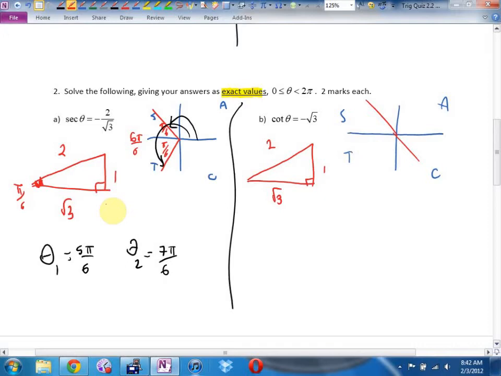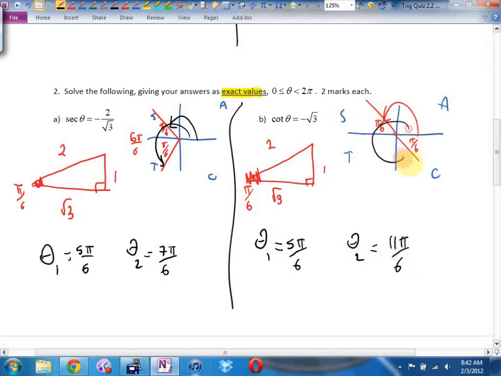Oh, cotangent. Tangent is opposite over adjacent, so cotangent is adjacent over opposite. I need an adjacent over opposite of root 3 over 1. Here again. Pi by 6. I think theta 1 is 5 pi by 6. Theta 2 is 11 pi by 6. And you'll notice I took a sneaky shortcut. I didn't even write the 6 pi by 6 and the 12 pi by 6. I think I'm good enough now that I can just remember that those are there and back count a little bit.